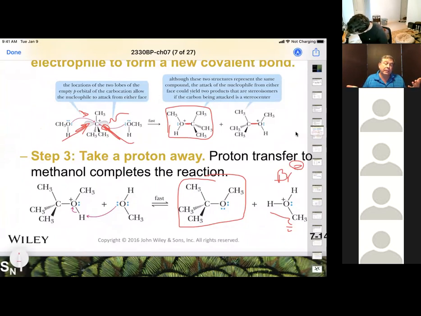And because that's a strong acid, it's probably going to stay as this complex. But it's a low enough concentration. There's much more methanol than bromide ion because methanol is the solvent, and so the back reaction is not going to happen very often.